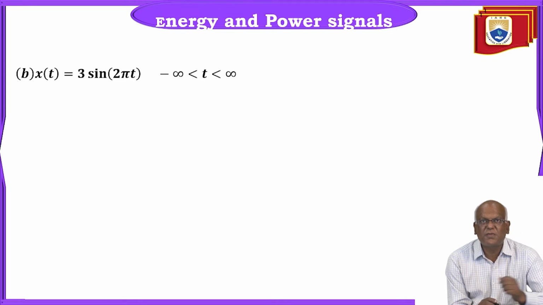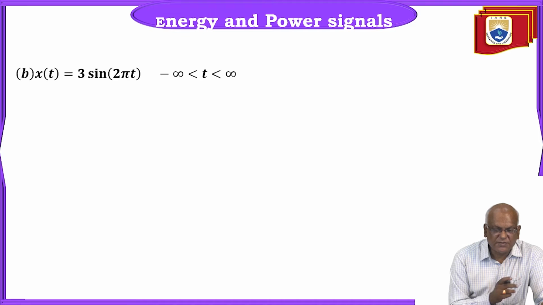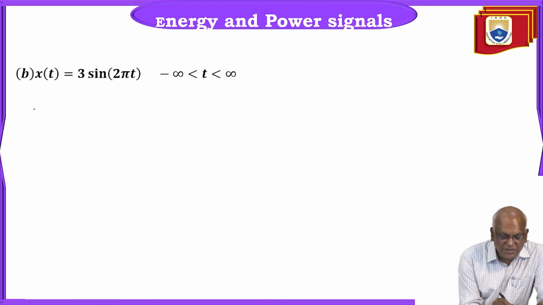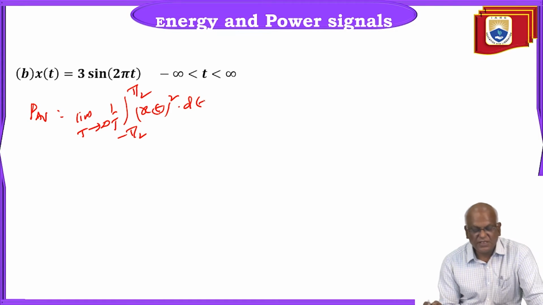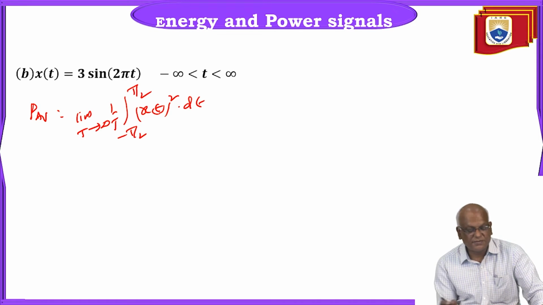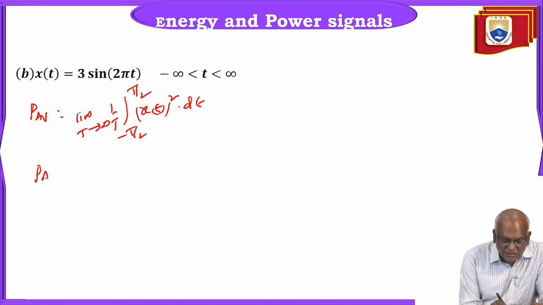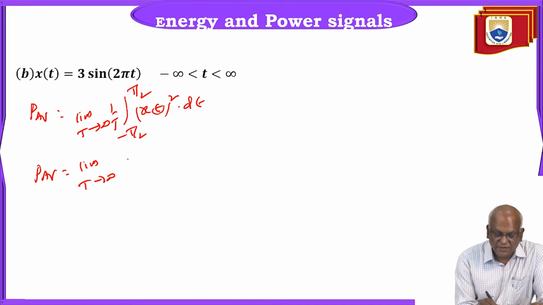First you see the average power of the given signal. What is the average power? We know that the average power P average is given by the limit as t tends to infinity of 1 by t times the integral from minus t by 2 to plus t by 2 of the absolute value of x of t squared dt. This is the equation for the average power of the given signal. For this case, the average power is the limit as t tends to infinity of 1 by t.